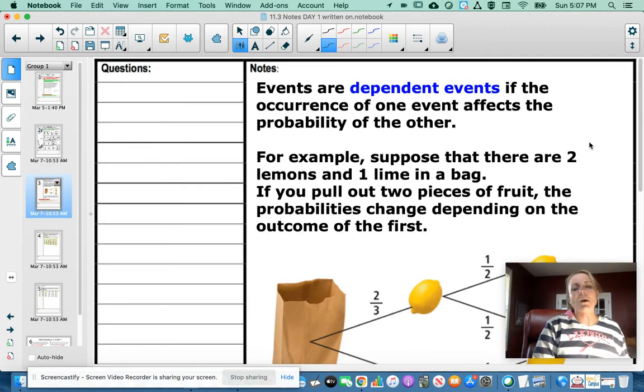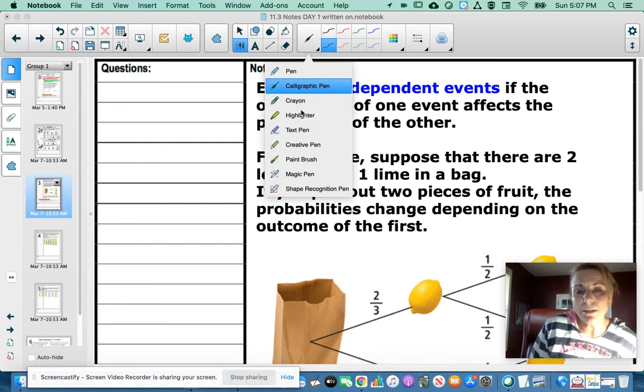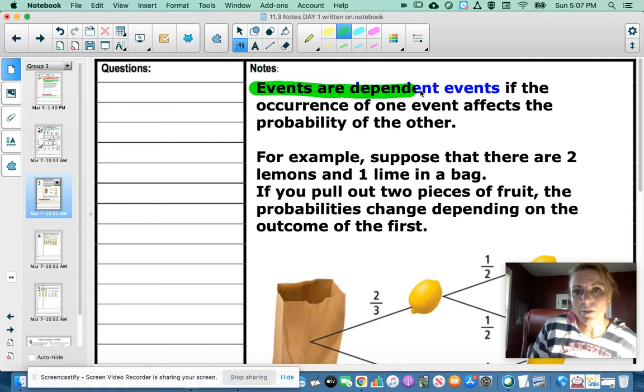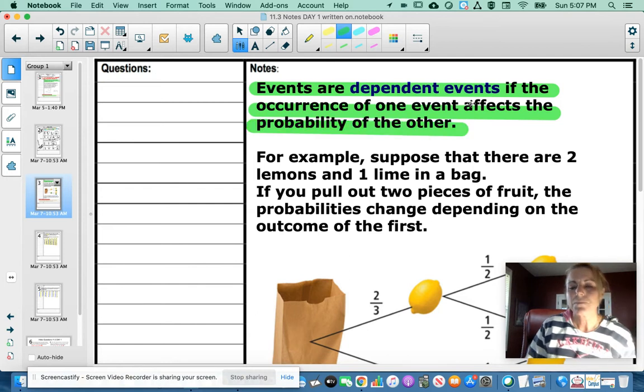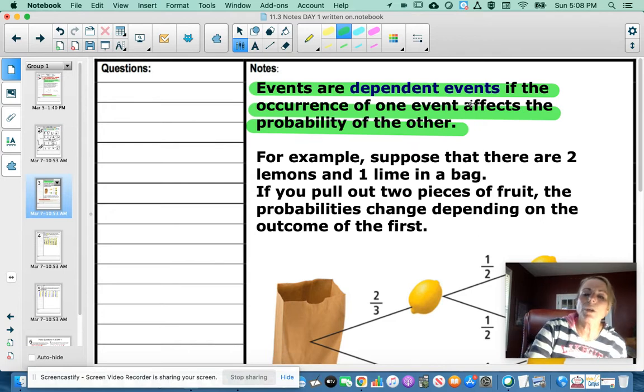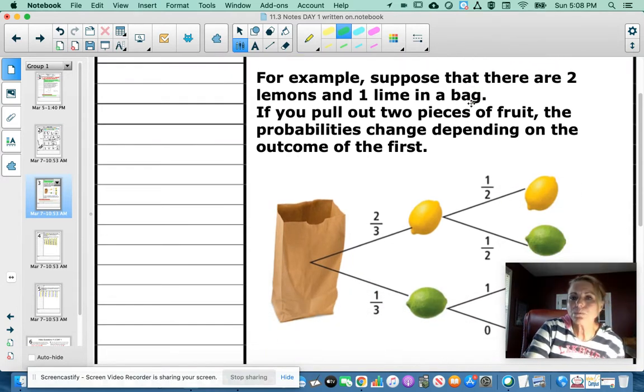Now we're going to talk about dependent events. Events are dependent. Let's highlight this. Events are dependent if the occurrence of one event affects the probability of the other. Here is a great example to demonstrate that.